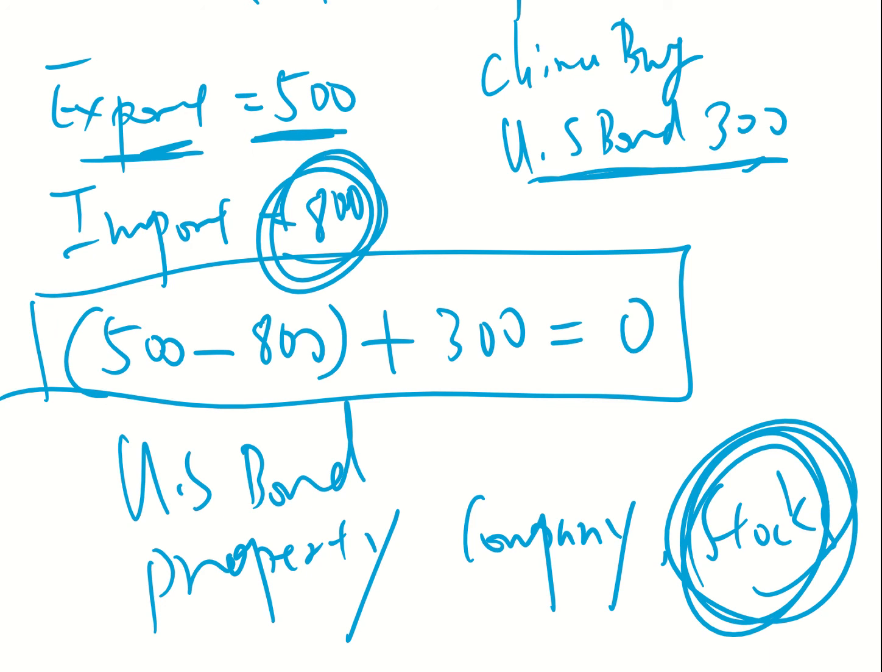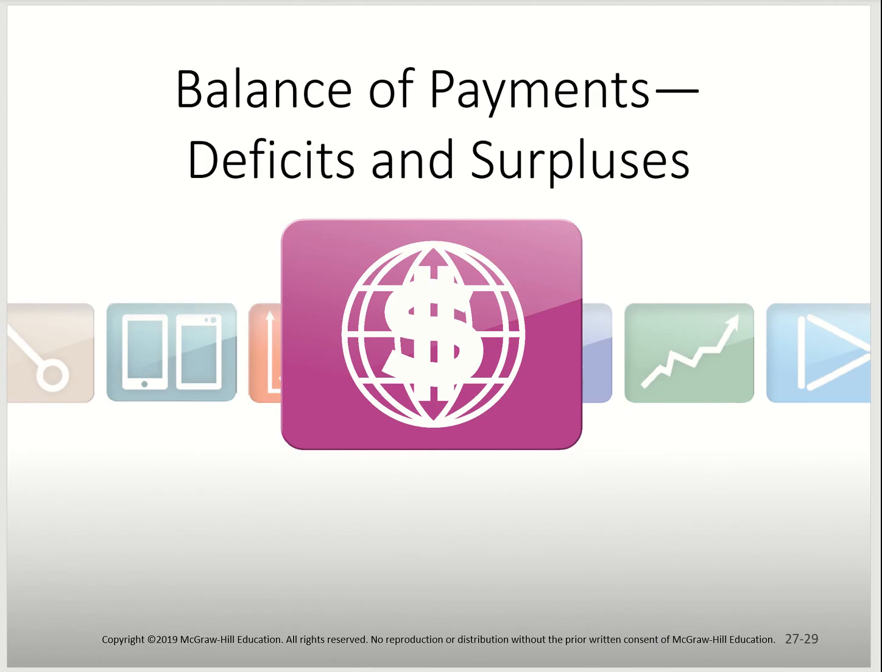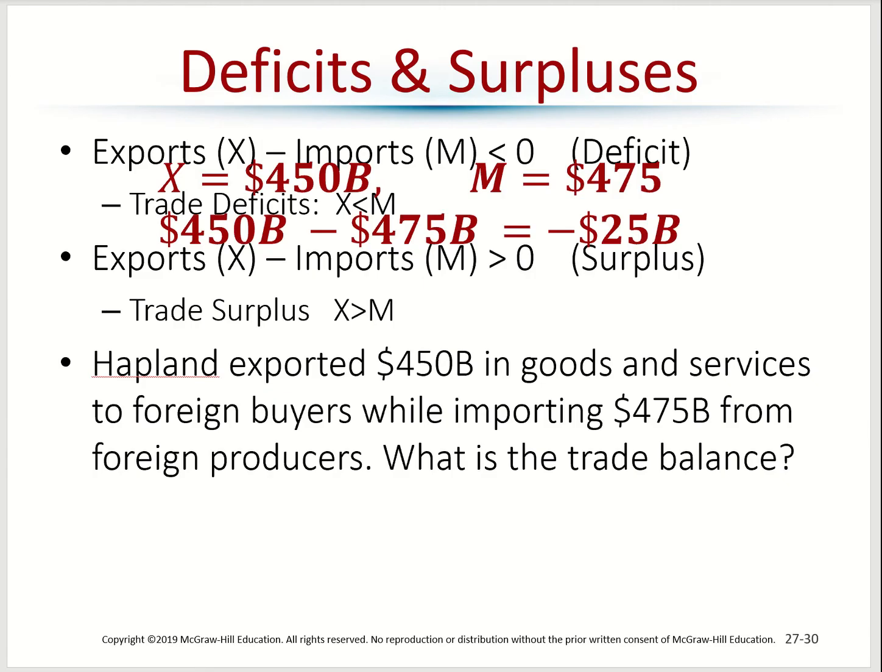Okay, all right. The last part for this chapter is the surplus and deficit. They just talk about what a trade surplus is and what a trade deficit is. A trade surplus is anytime your export is more than your import. A trade deficit is anytime your export is less than your import. Right now the US economy has a trade deficit with China because we have more import than export.